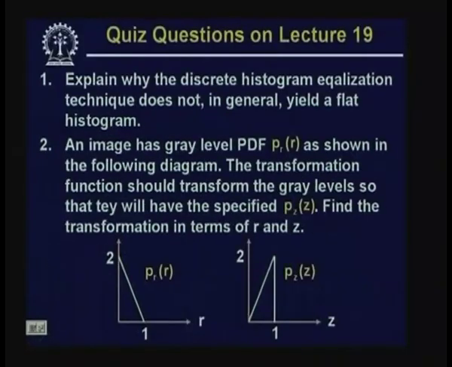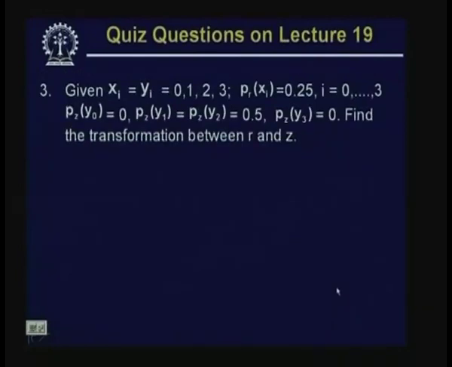Now, coming to today's questions, the first one is: explain why the discrete histogram equalization technique does not in general yield a flat histogram. The second: an image has a gray level PDF p_r(r) as shown here and the target histogram as shown on the right. We have to find out the transformation in terms of r and z, that is, what is the mapping from r to z. The third question: we have given two probability density functions. Again, you have to find out the transformation between r and z.